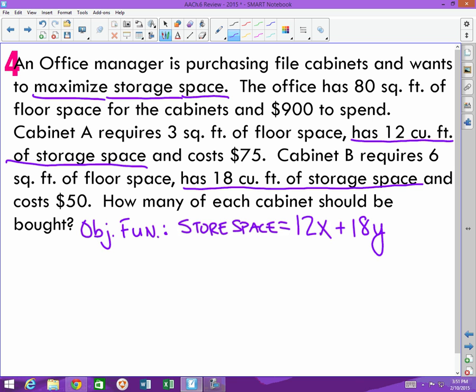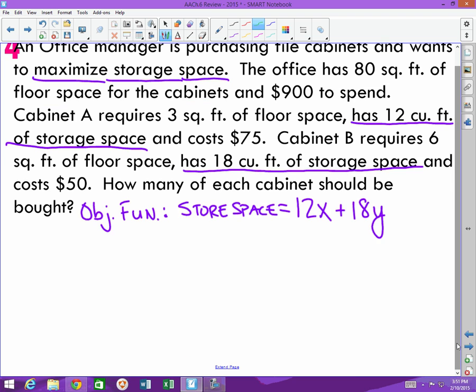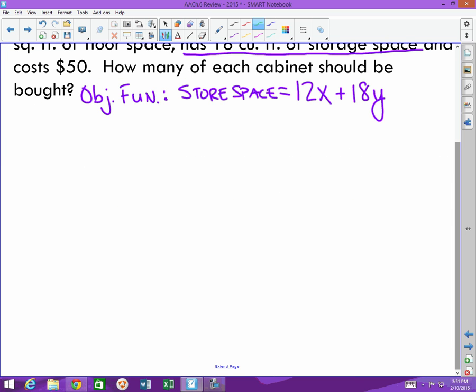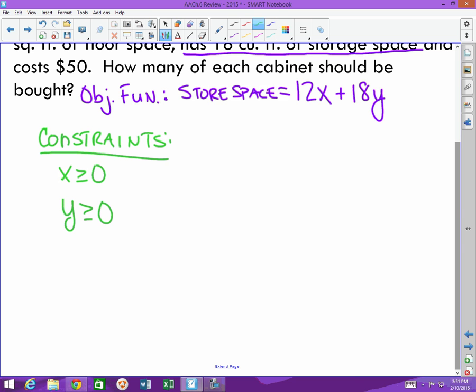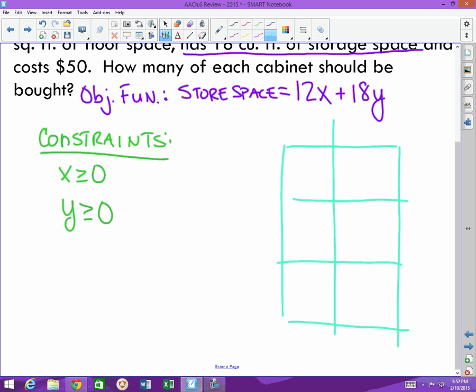So now everything has to relate to that as far as our constraints are concerned. That is the second part of it. What things are limiting us? Well, first off, you should know that X has to be greater than or equal to 0 because you can't have a negative amount of file cabinets. And same with Y. Has to be greater than or equal to 0. And then the rest of the information, I've tried to tell you all along, just make yourself a little table with all the information that you're given that's still left. Remember, this is X and this is Y, which is cabinet A and cabinet B.